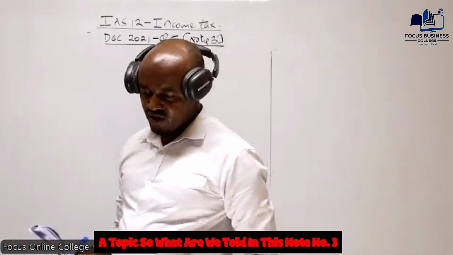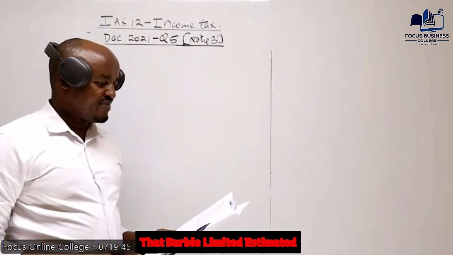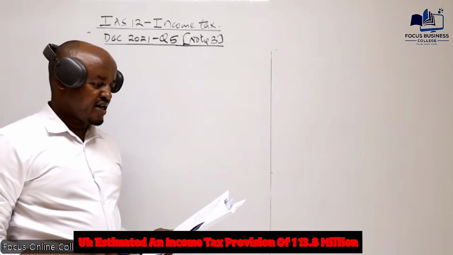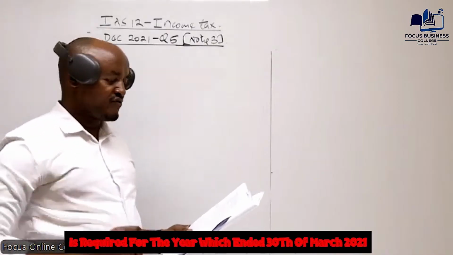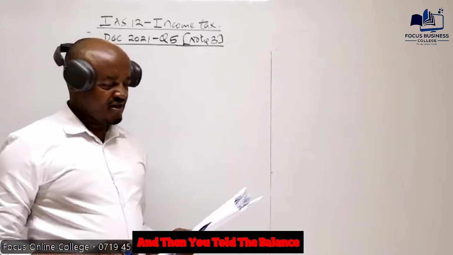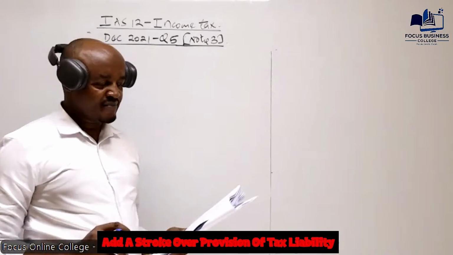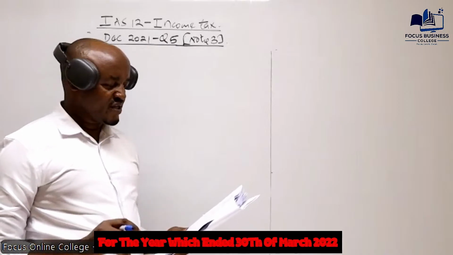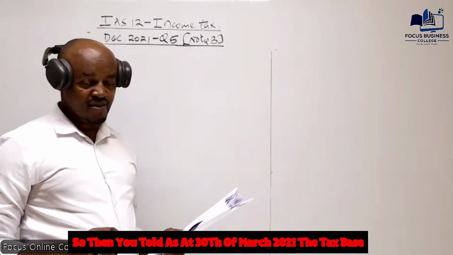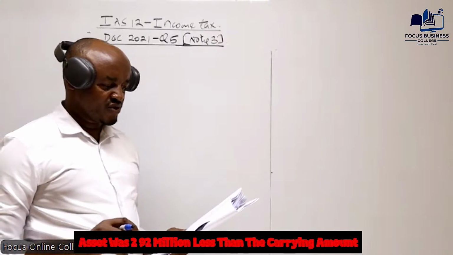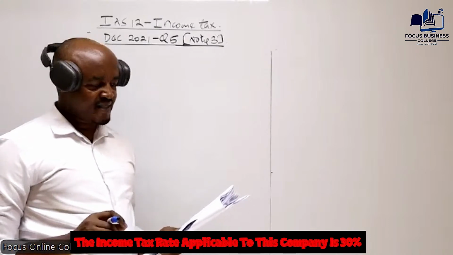So what are we told in this note number 3? Additional information number 3. We are told that D Limited estimated an income tax provision of 113.8 million is required for the year which ended 30th of March 2021. And then you're told the balance on the current tax in the balance represents under/over provision of tax liability for the year which ended 31st of March 2022. So then you're told at 31st of March 2021, the tax base of D Limited's net assets was 292 million less than the carrying amount. The income tax rate applicable to this company is 30%.